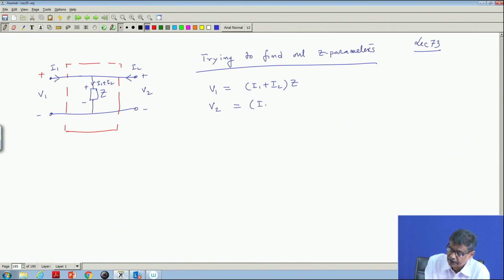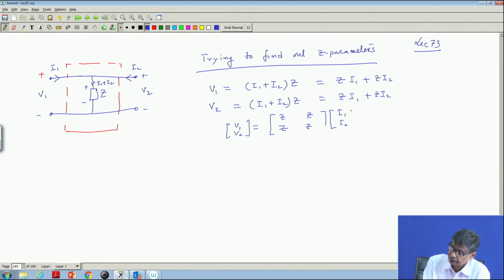So V1 is Z into I1 plus Z into I2, and V2 is Z into I1 plus Z into I2. If you write V1, V2 in matrix form, the impedance matrix is very much present, with entries Z, Z, Z, Z, multiplying I1, I2.